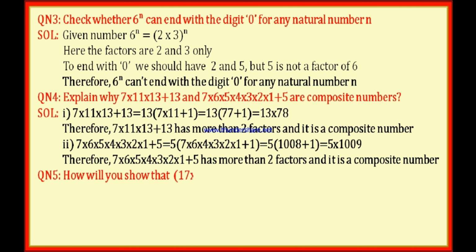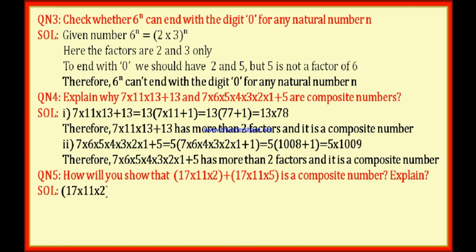Now look at question number 5. How will you show that 17 into 11 into 2 plus 17 into 11 into 5 is a composite number, and explain. In the same model you can do this also. Here the given expression is 17 into 11 into 2 plus 17 into 11 into 5. If you observe these two terms, 17 into 11 is common. Therefore it is 17 into 11 into (2 plus 5). 2 plus 5 is 7. Therefore the given number is written as 17 into 11 into 7.